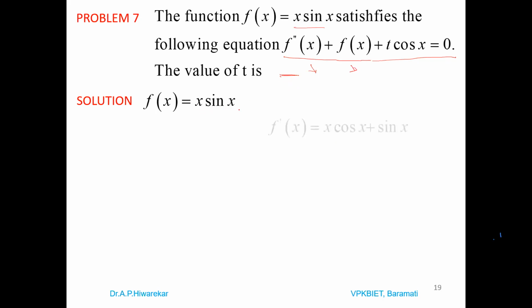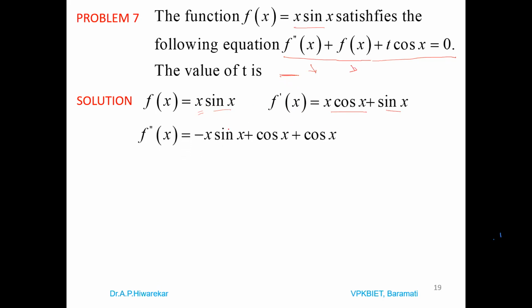Fx is x sin x. Find f dash x, derivative of x sin x. First function as it is x, derivative of sin x is cos x. Then sin x as it is, derivative of x is 1. And then again differentiate this, x cos x derivative is x into cos x derivative is minus sin x. So that's why it is minus x sin x. Then derivative of x is 1 and cos x as it is. Then derivative of sin x is cos x. So we get this as second derivative.